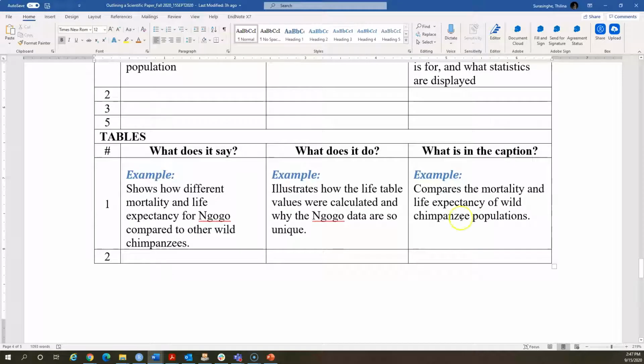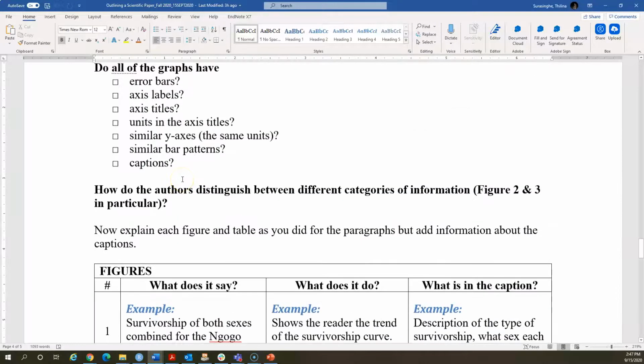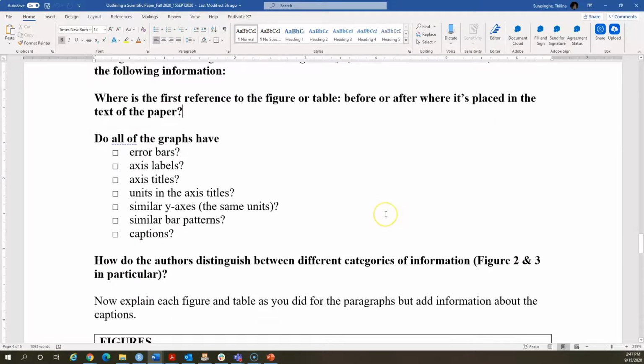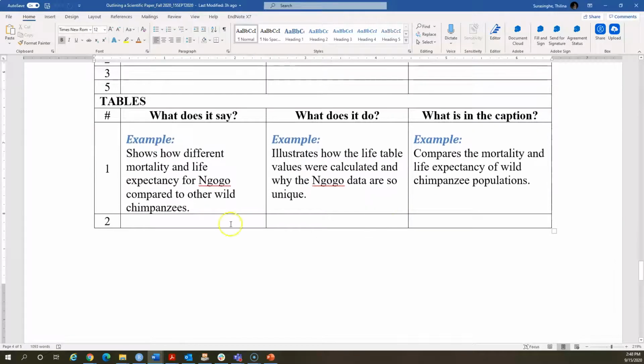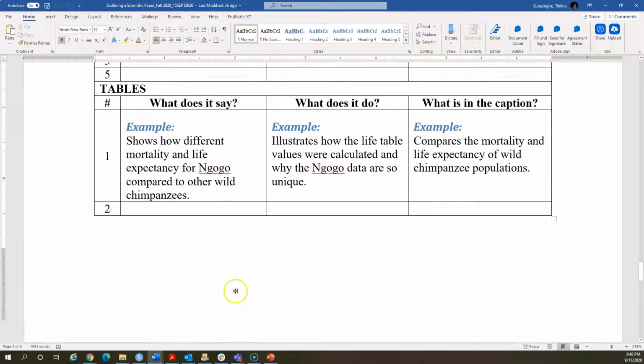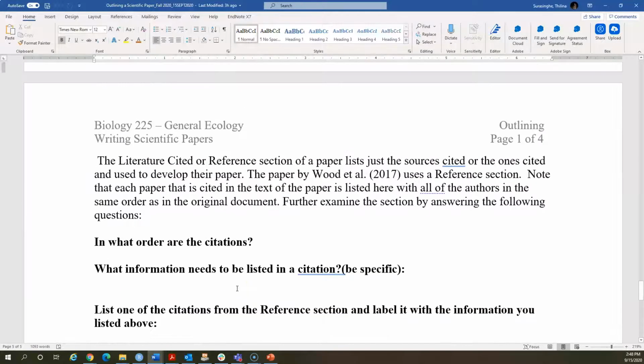The same thing regarding tables, right? So there are table 1 and 2. We have done table 1 already for you. Look at table 2, and look at the way we have described the table 1 example. Do the same for table 2. And literature cited or reference section of a paper, right? That's the section we are going to go to next.